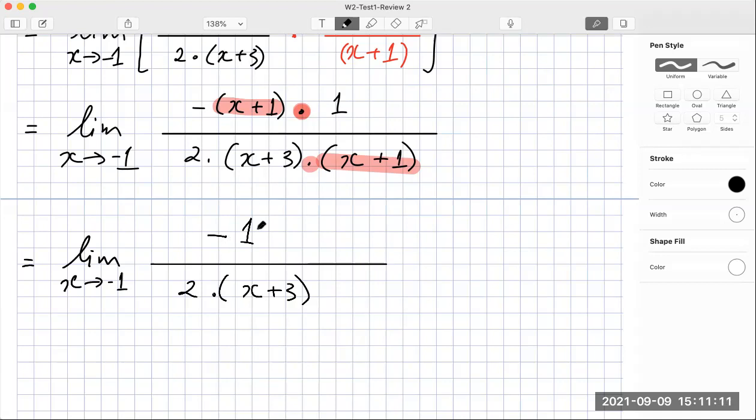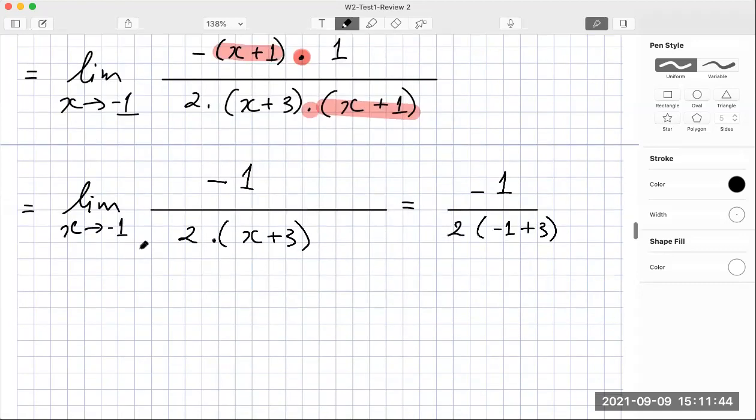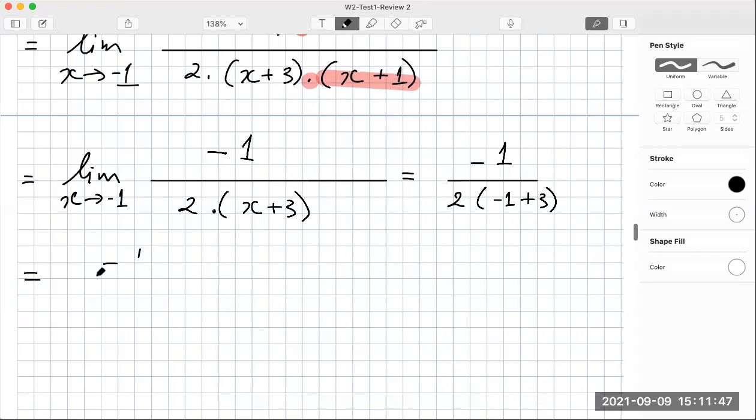This is a fraction. It is continuous in its domain. And in its domain, it is defined as long as x is different from -3. And we're computing the limit when x approaches -1, then we're good. What we should do is to simply plug in the value into this, right? It will be -1 divided by 2 times -1 plus 3. Okay, what is it now? -1 divided by 2 times 2. It is -1 over 4.